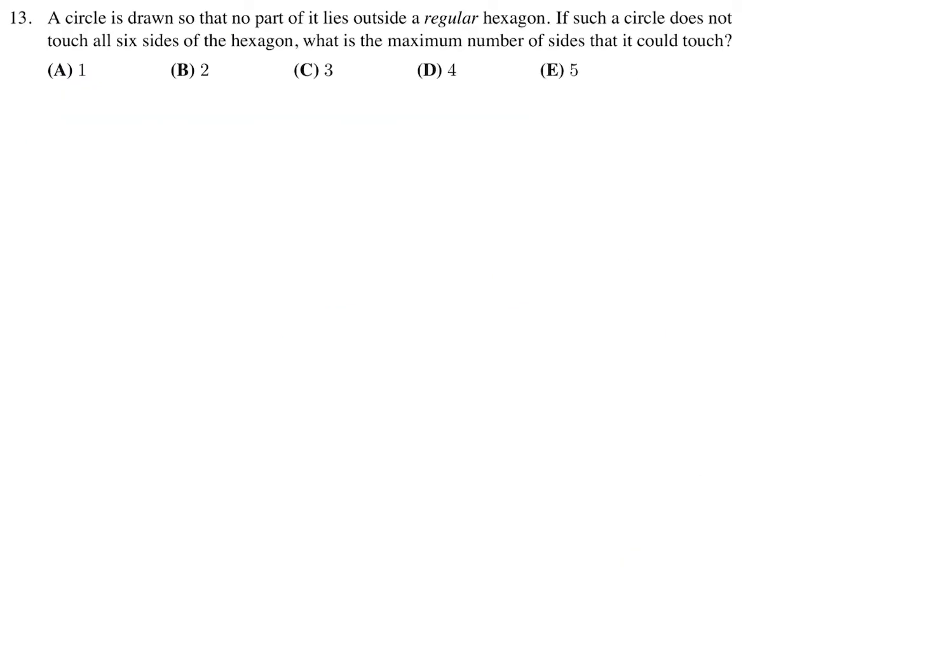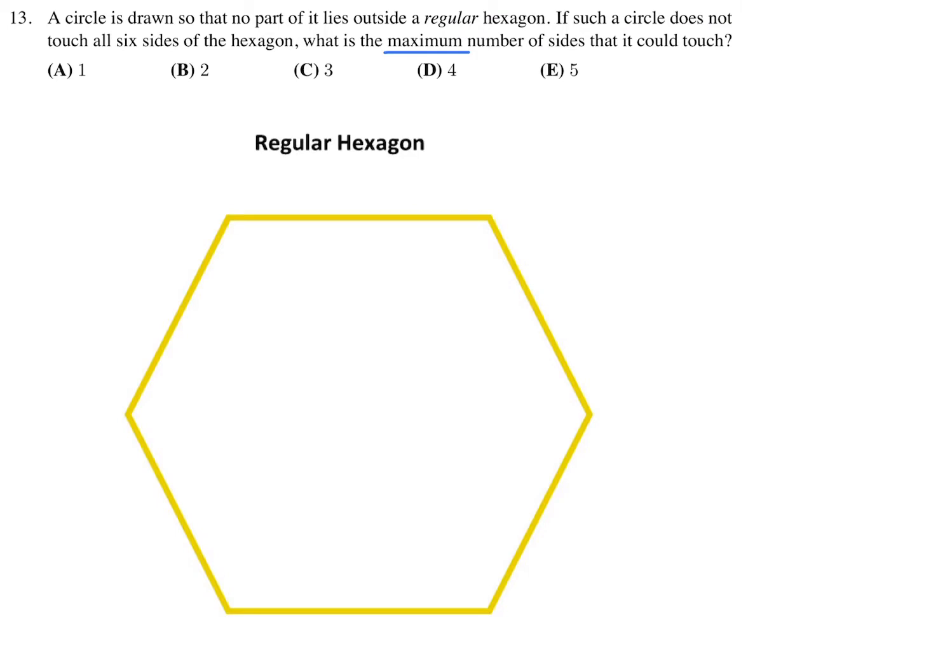A circle is drawn so that no part of it lies outside a regular hexagon. If such a circle does not touch all 6 sides of the hexagon, what is the maximum number of sides that it could touch? So first, let's draw a hexagon, a regular hexagon. So here we go. Here's a regular hexagon. Now let's talk about this question.